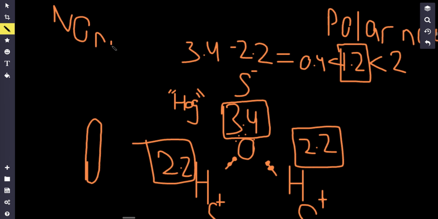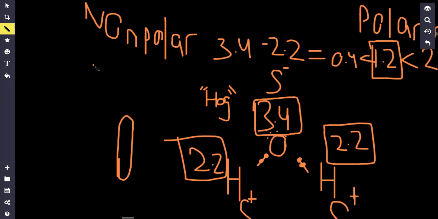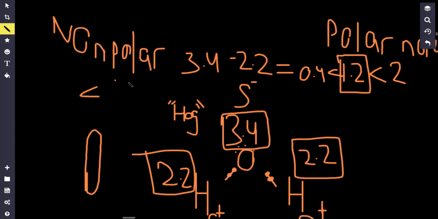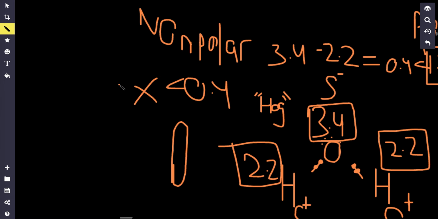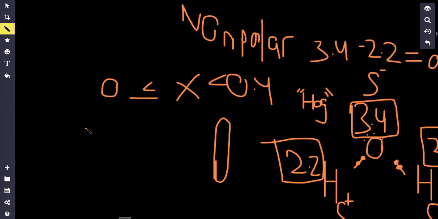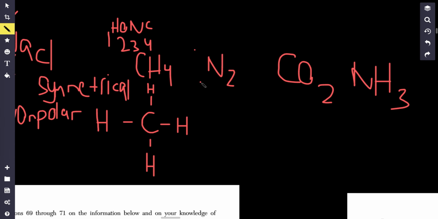And for a molecule to be nonpolar, it depends on the electronegativity values. The difference in electronegativity has to be less than 0.4, but the value should still be greater than or equal to 0. You can't have a negative electronegativity difference.